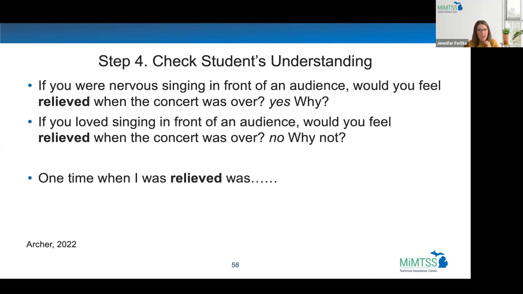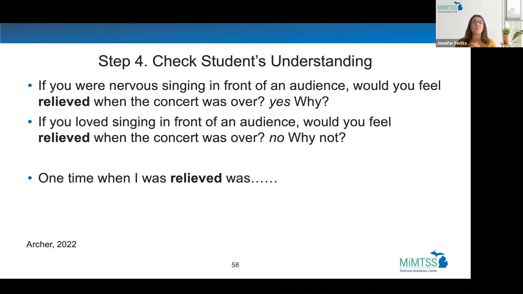Yes, relieved. Okay, Lisa, I'm going to ask you some questions about being relieved, and you tell me yes or no. If you were really nervous singing in front of an audience, would you feel relieved when that concert was over? Yes. Yes, you would feel relieved. Why would you feel relieved? I don't really like to get up in front of everybody and sing. Yes. So when that difficult thing is over, whew, you would feel relieved.